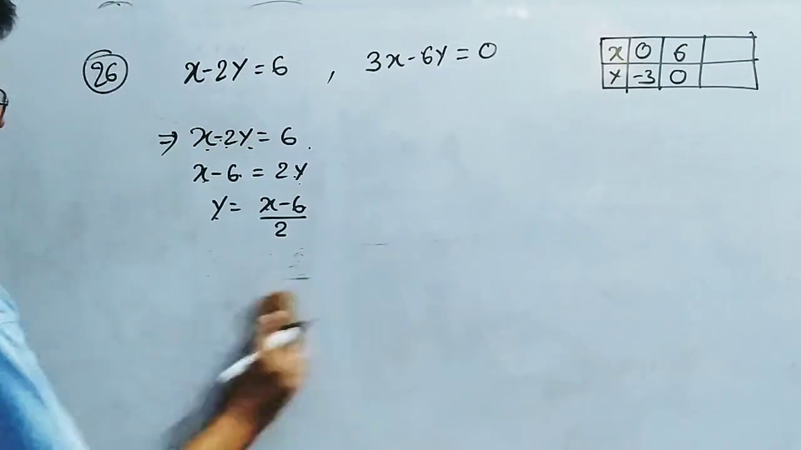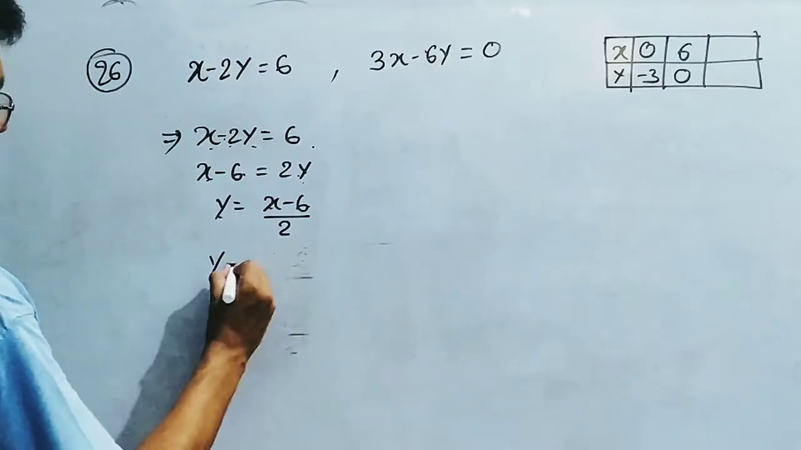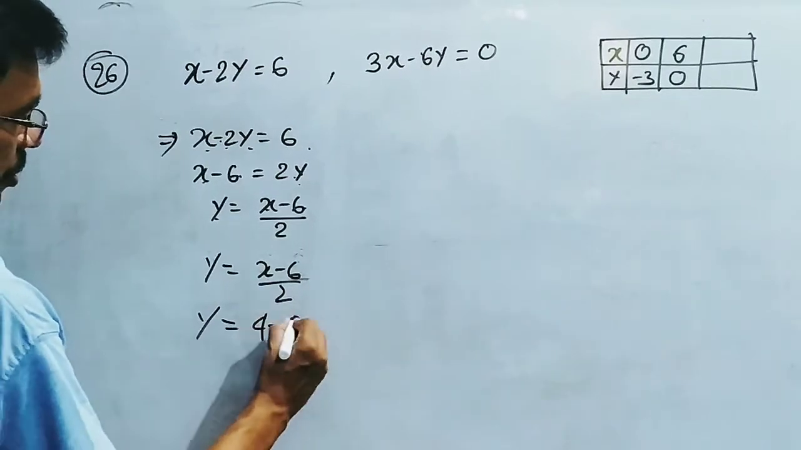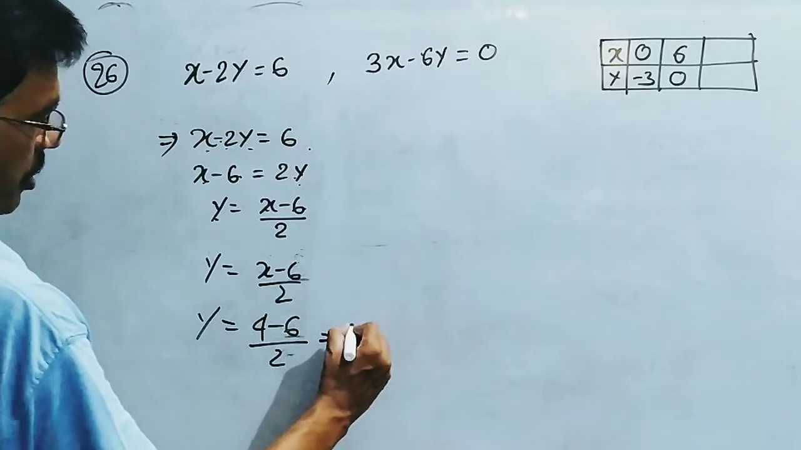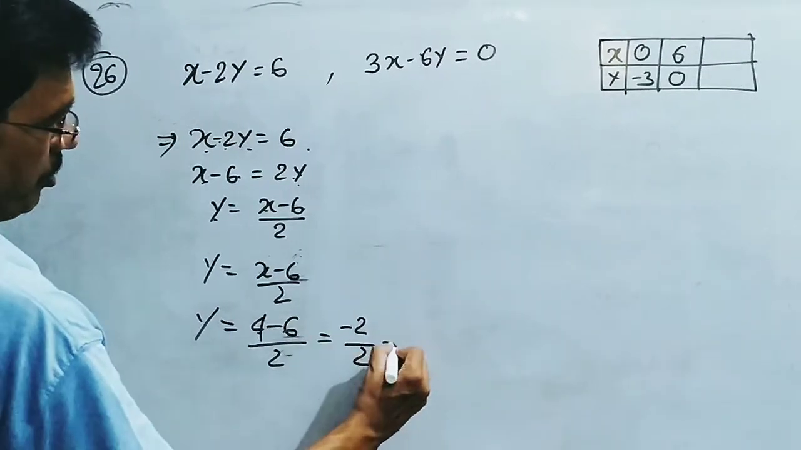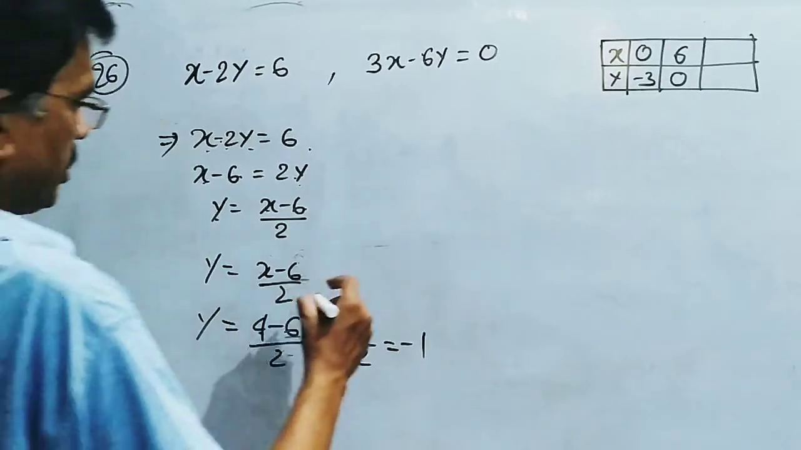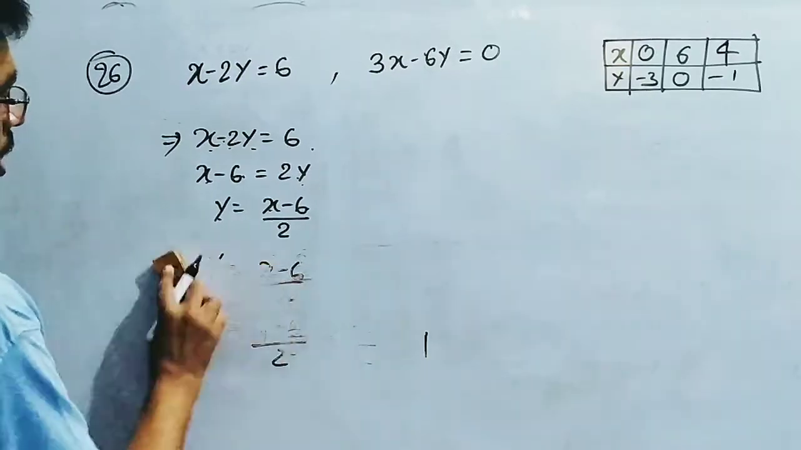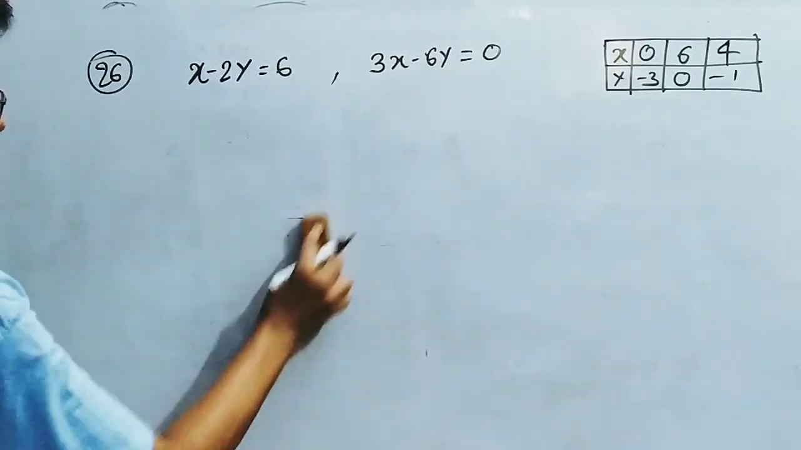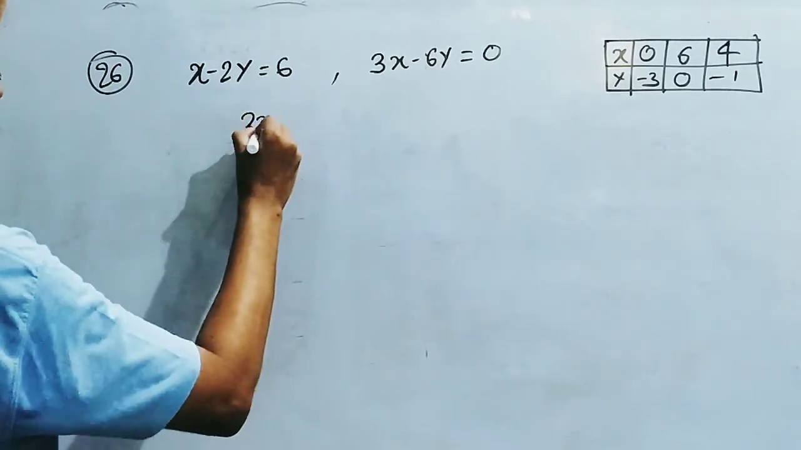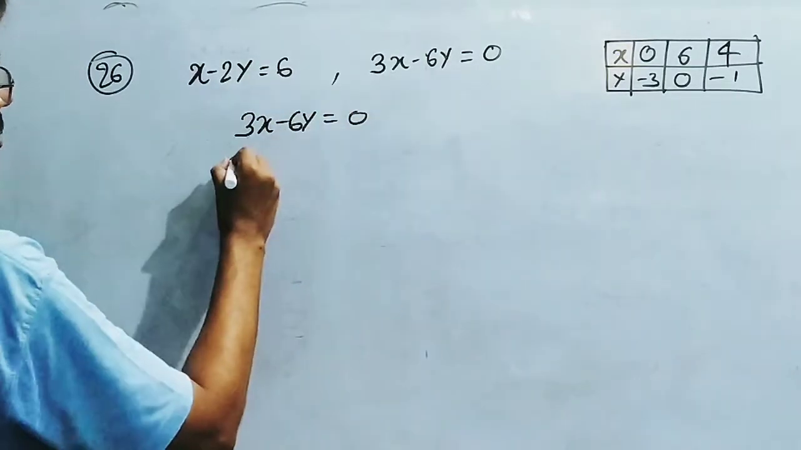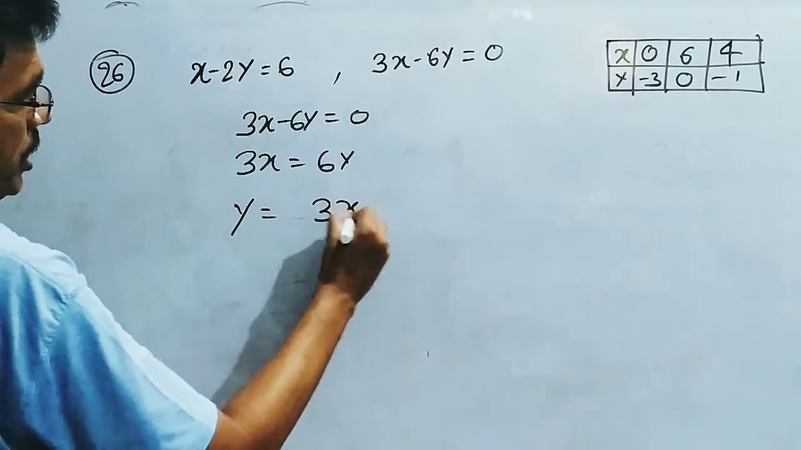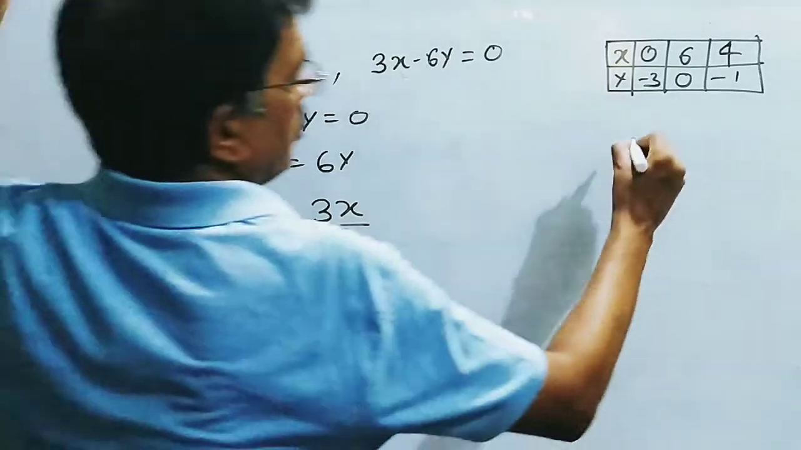Third, any number. You write y is (x minus 6) by 2, then with x equal to 4, 4 minus 6 by 2, then minus 2 by 2, that is minus 1. So x is 4, then y is minus 1. Similarly, write the other equation, that is 3x minus 6y is equal to 0. Hence 3x is equal to 6y, then y is equal to 3x by 6. Now draw the table here.